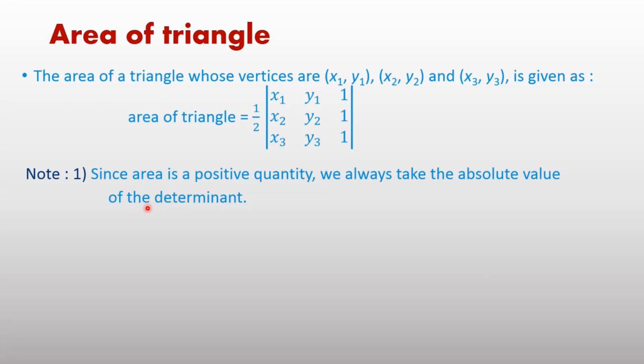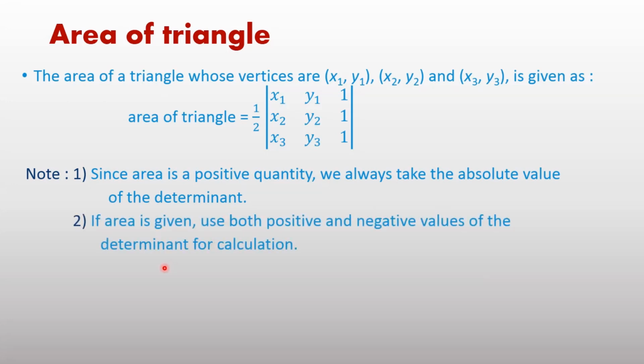Some results which you should remember in reference to the area of a triangle. By chance you are solving for the area of a triangle and after solving you get a negative value. So you will write it as positive, because area is always positive. This means you will take the absolute value of the determinant.